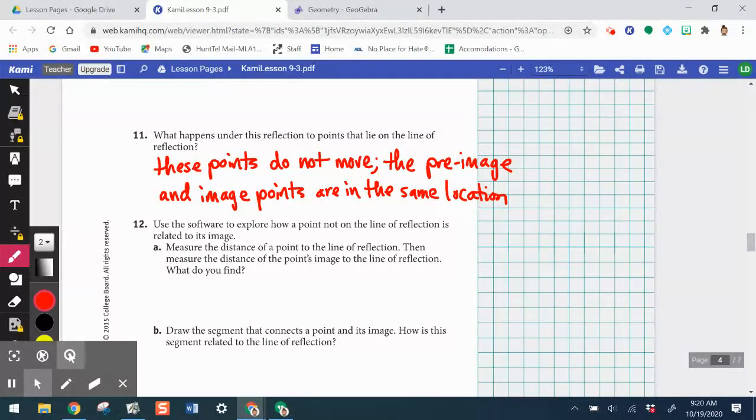So then 12 really wants us to start studying this line of reflection. That's what we're doing here. We're studying what happens to points on the line of reflection and points not on the line of reflection. So A says measure the distance of a point to the line of reflection, then measure the distance of the point's image to the line of reflection. So we're using what's called corresponding points.